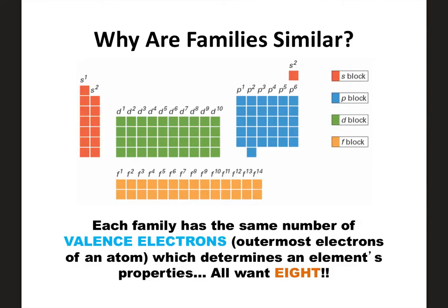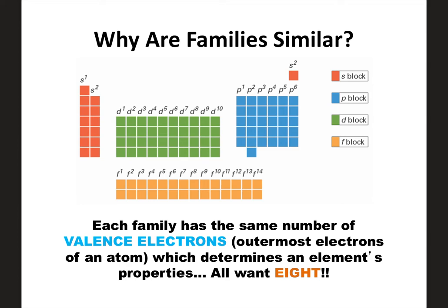As we were going through these different groups, we said, hey, some of these columns, some of these groups have similar properties. So why are these families, why are these groups so similar? It all comes down to the fact that they all have the same number of valence electrons. If you remember, the valence electrons are the outermost electrons here for an atom. And remember, the entire column has the exact same number of valence electrons. So if the valence electrons are the ones that are involved in the reactions, they're the ones that are involved in determining the properties here of the elements.